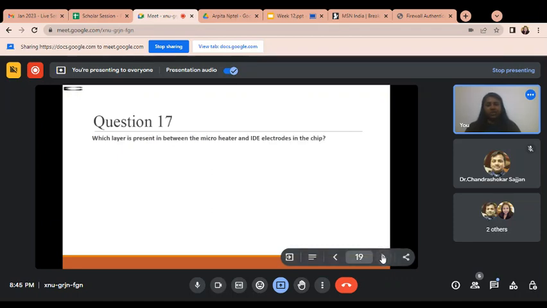Next question: which layer is present in between the micro heater and the IDE electrode? I think I have already told. So between the interdigitated electrode and the micro heater, which material did we deposit to stop the electrical shorting? Yes. And the next question is, what is the difference between positive and negative photoresist and SU8 in the lithography process? Yeah, as you have told already. Actually, I have told about the positive and negative photoresist, but what is the change in the lithography process when we use SU8?